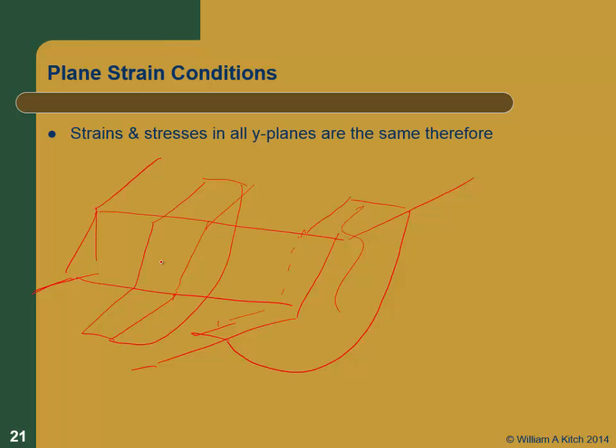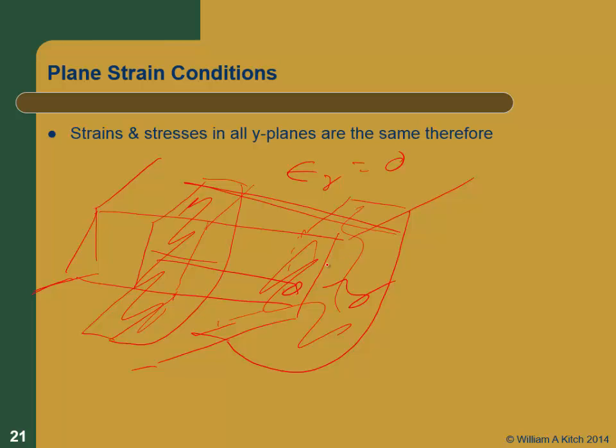So if there can't be any changes in this direction, the y direction, if what's going on in this slice is the same thing that's going on in this slice, then all the y stresses must be the same, and there can't be any change in horizontal stress, so epsilon y has to be equal to 0, because if there was a change in strain in this direction, there would be a change in stress in that direction. And the shear stresses in this plane and in this plane have to be 0, or else I would have changes in the stresses in the y direction.